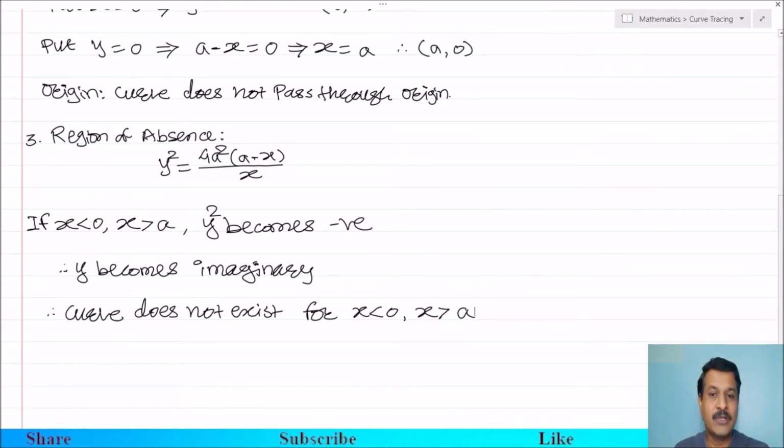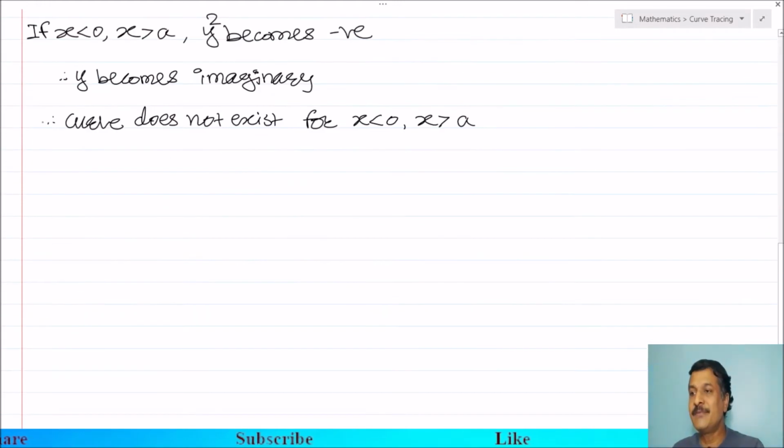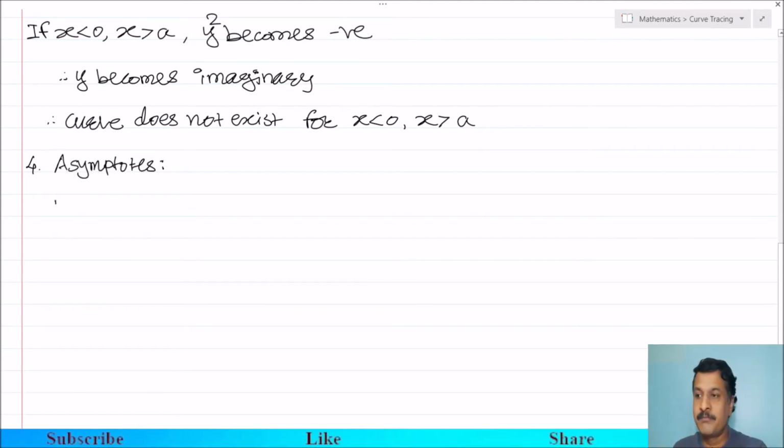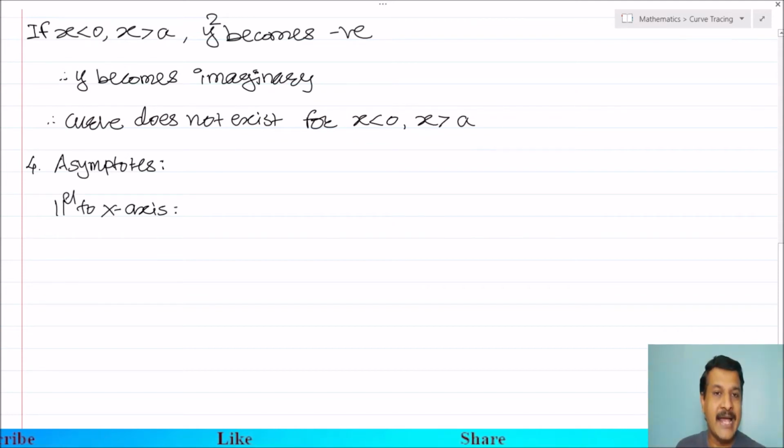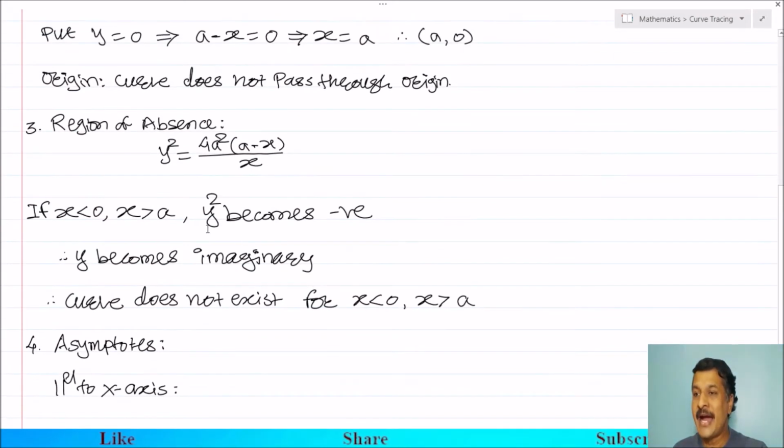Now, which is the fourth point? Asymptotes. Asymptotes means tangent at infinity. So first, asymptote parallel to the x-axis. How to find an asymptote parallel to the x-axis? Equate the coefficient of the highest power of x to 0. So first of all, find the highest power in x.